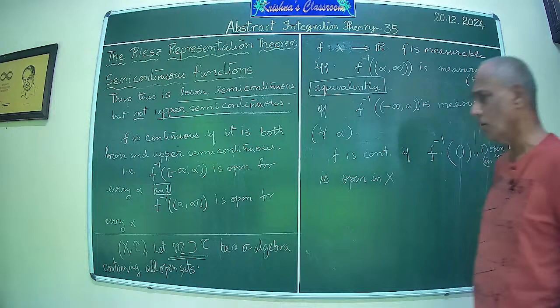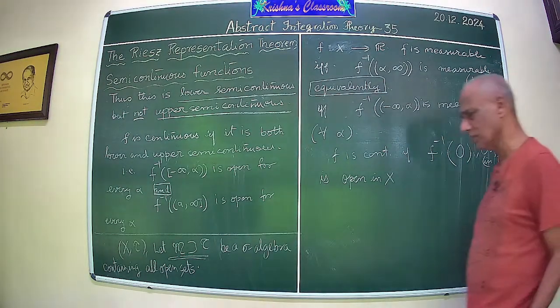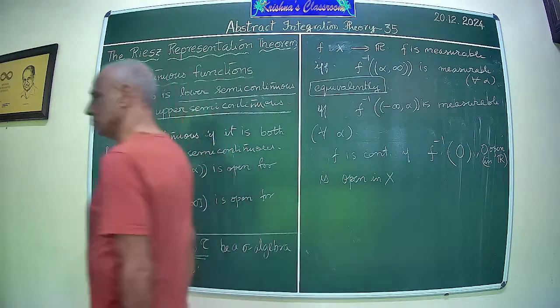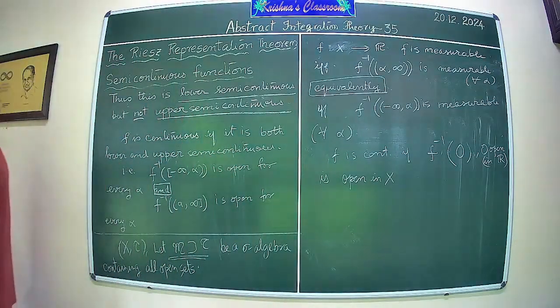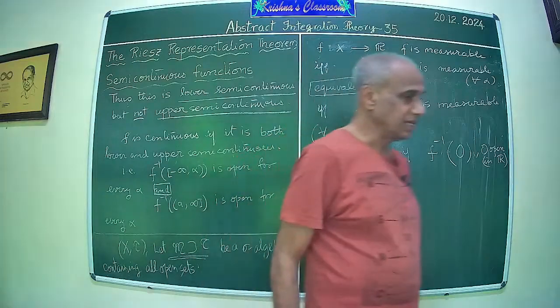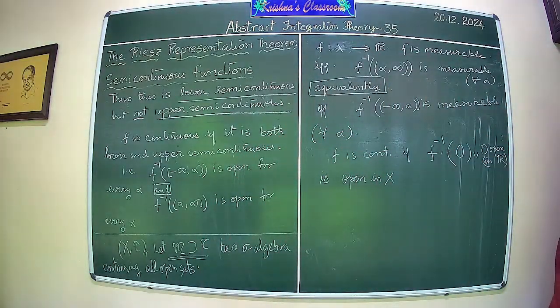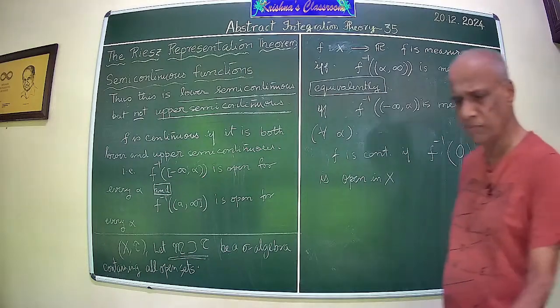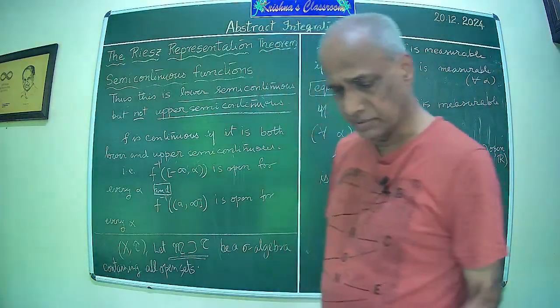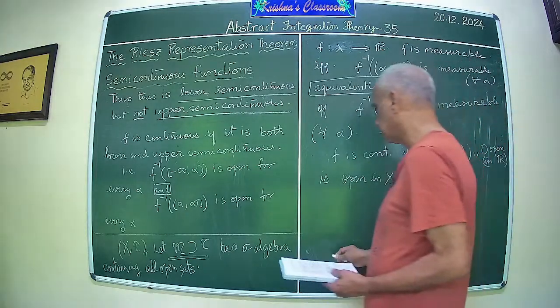But if a function is lower semi-continuous, you cannot say it need be upper semi-continuous, nor can an upper semi-continuous function be said to be lower semi-continuous. Now we make some general observations which you can easily prove. Okay.